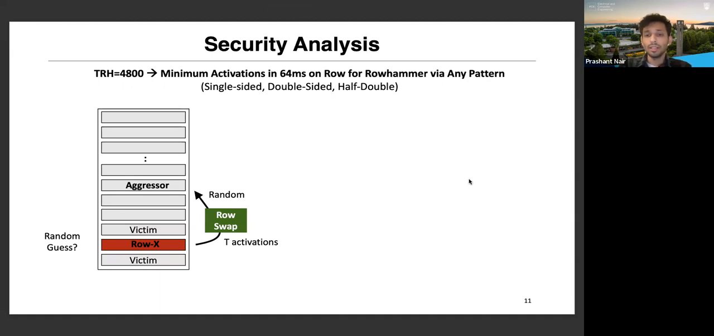Now, the value of T should be chosen such that if the aggressor were to randomly guess, because the aggressor has no knowledge of the internal mappings, the aggressor should not be able to pick up rows or group together rows such that eventually any one row would exceed the row hammer threshold.